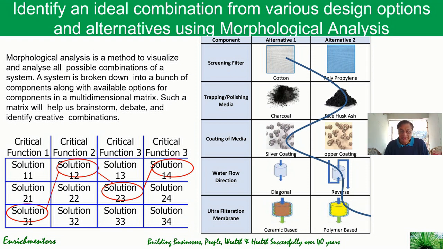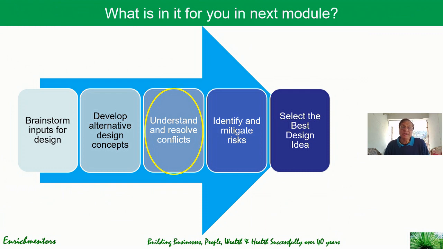So what do we do, having looked at how to develop alternate design concepts? What do we do in the next module? Once we have developed the alternate design concept, we need to see what are the possible conflicts in using that design. And we will take you through that process and the tools that you can use to understand and resolve the conflicts.